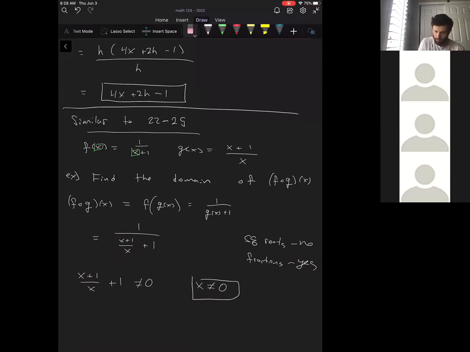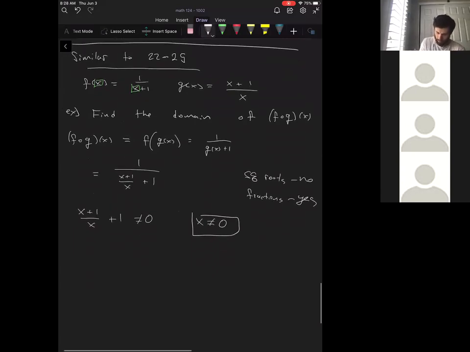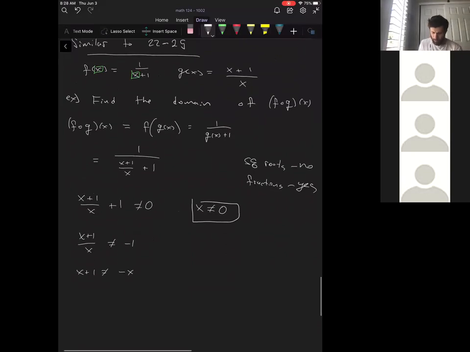So let's subtract that 1 over to the other side. So we get x plus 1 over x. This can't equal minus 1. Then what we can do is multiply the x over. So we get x plus 1. This cannot equal minus x. So then what we can do is add the x back to the other side. So we get 2x plus 1.